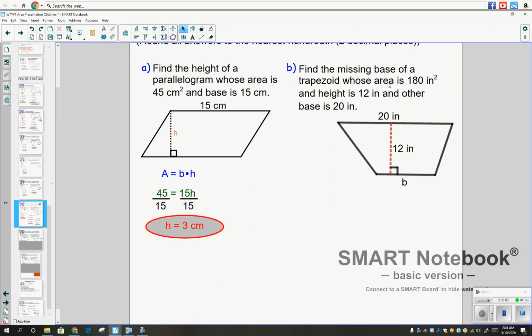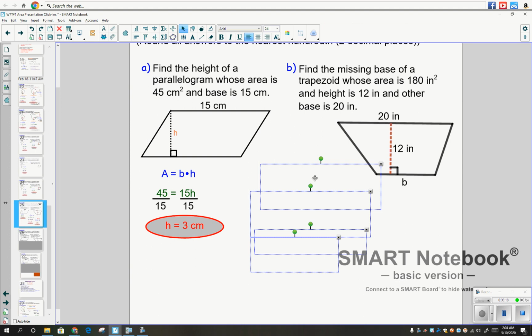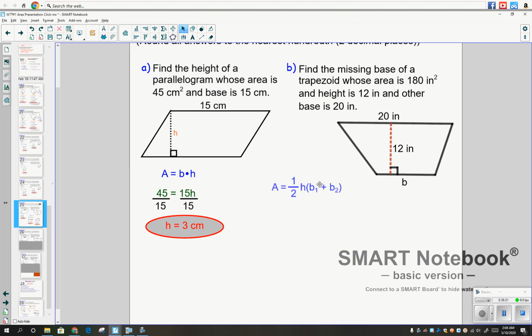So I have a trapezoid. It says find the missing base of a trapezoid where one base is 20, the height is 12, and the area is 180 inches squared. Do I have the formula for a trapezoid? Yeah, it's 1/2 times the height times base 1 plus base 2. Let's plug in the measures I know. The area, A, is 180, equals 1/2 times the height, which is 12, times... I'm missing one base, so I'm going to leave that as b plus 20.